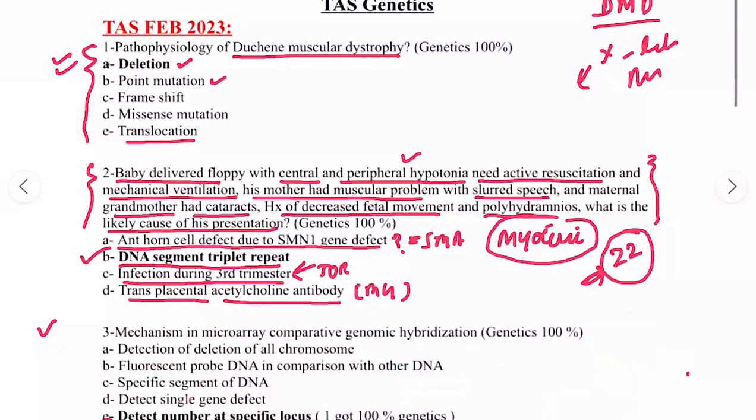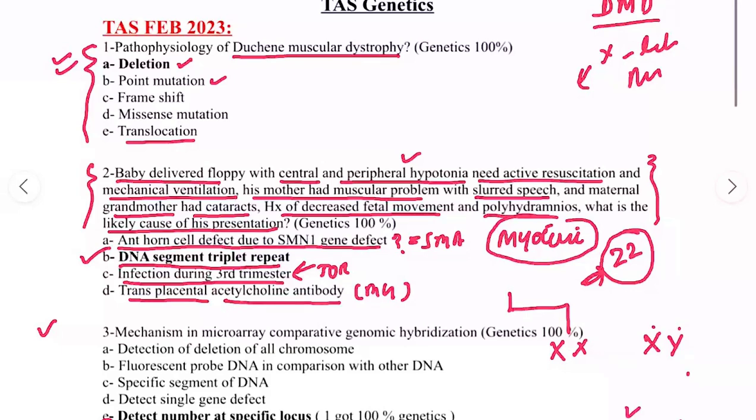Okay, the next: father has sickle cell disease, mother does not know her status. Maternal grandfather died from a sickle cell crisis. What is the chance of the daughter being a carrier? This is a simple case. Father has sickle cell disease, and the mother doesn't know her status. Mother may be normal, or she may be a carrier. The maternal grandfather, the grandfather of the mother, had sickle cell disease.